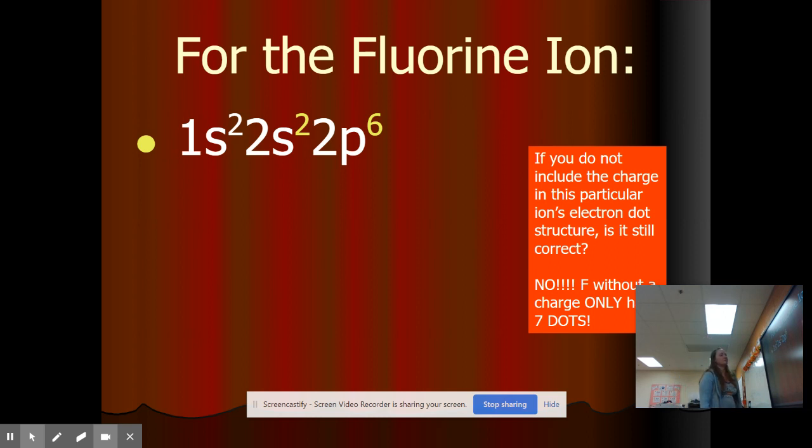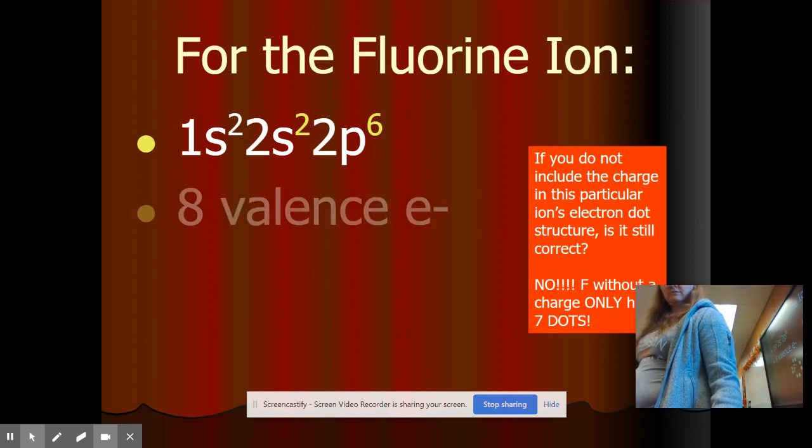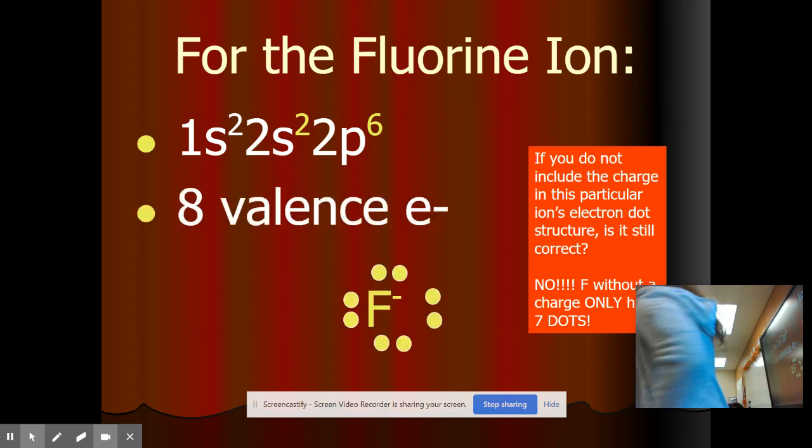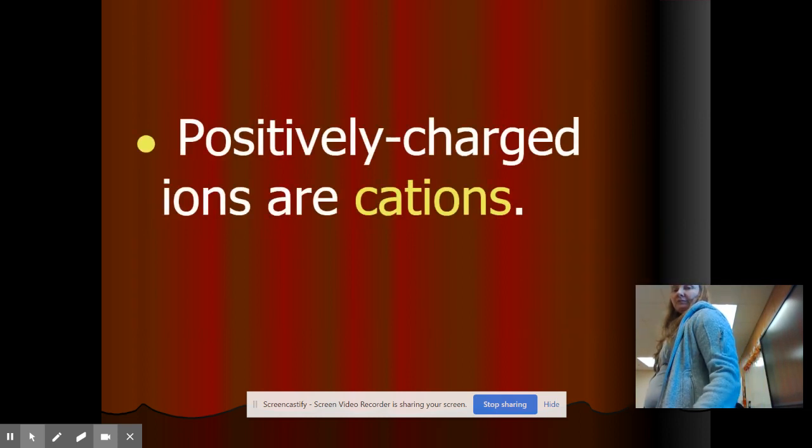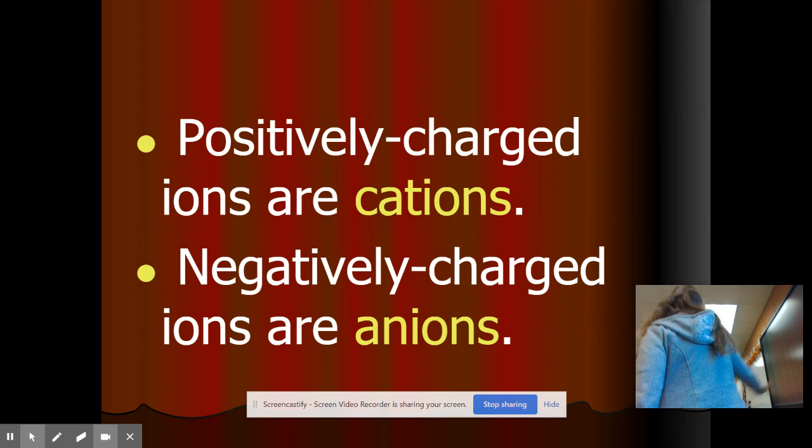All right, so if the fluorine ion has the 8 valence electrons, if I don't include that negative sign, is it correct? If I don't put this negative sign, is that correct? No, it's not. It'll be wrong. You know positives are cats, negatives are ants. I don't have to go over that.